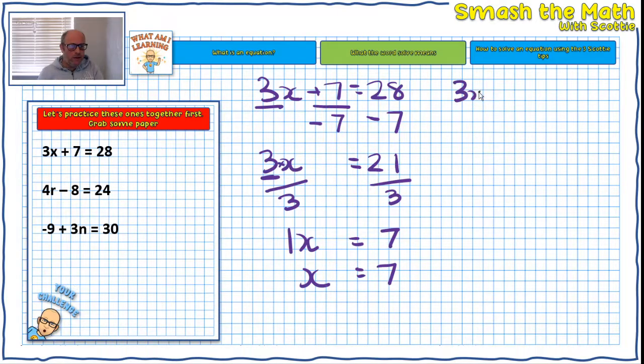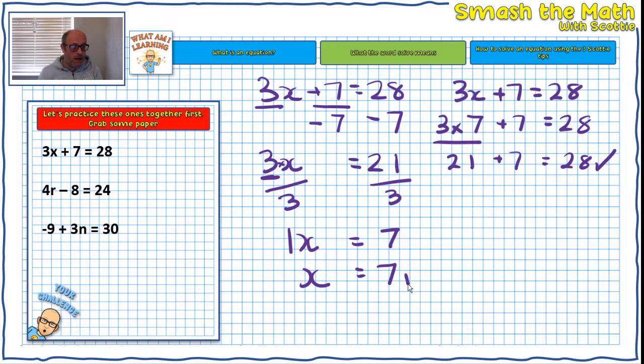So let's write it out again. 3x plus 7 equals 28. So I've got 3 times 7, because I'm saying x is 7, plus 7 should equal 28. So let's have a look. 3 times 7 is 21, plus 7 is definitely 28. So I am correct. I've solved this equation because I've now found that x is equal to 7. Right, let's try the second one now.